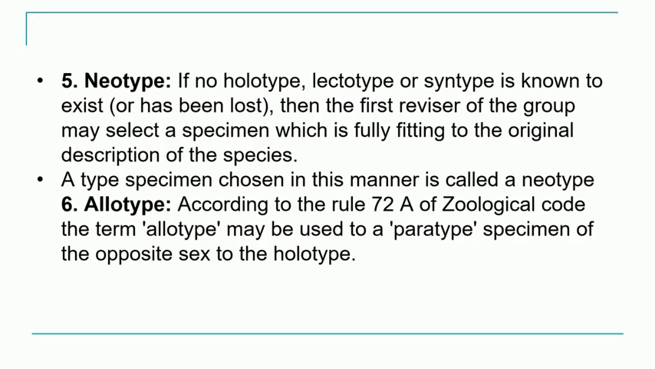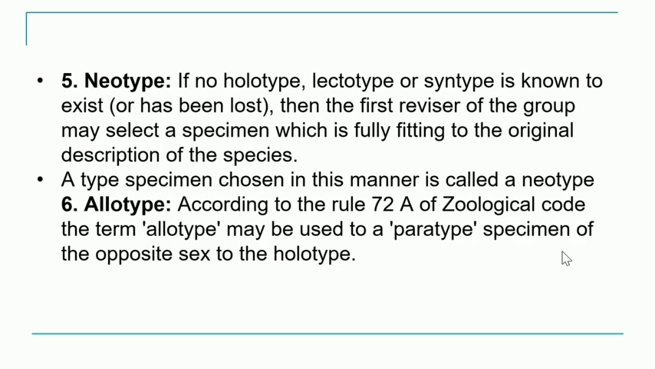Sometimes even an allotype concept is there. However, this allotype concept is not used nowadays by most scientists. According to rule 72A of the Zoological Code given by ICZN, allotype is used for a paratype specimen of the opposite sex to the holotype.